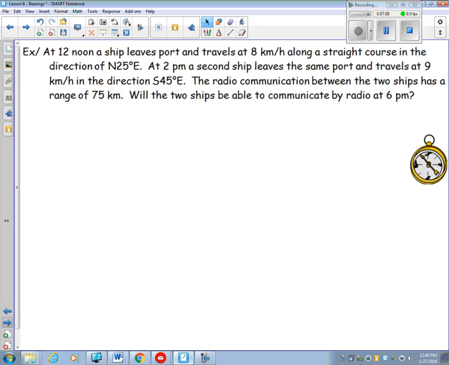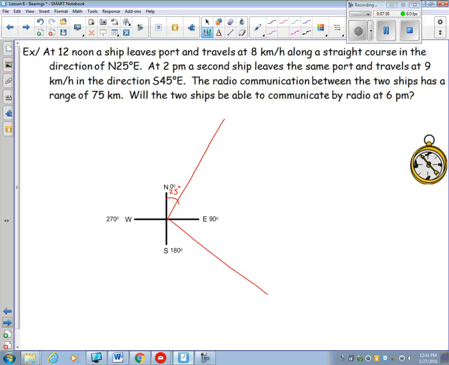Okay, so we've got a ship leaving a port, going along a straight line of north 25 east. So I start at north, and I want to go 25 towards the east. So my angle on there would be 25. And it's going at 8 kilometers an hour. A second ship leaves the same port and travels at 9 kilometers an hour south 45 east. So south and 45 to the east. And we were asked if the communication between the two ships has a range of 75, will they be able to communicate at 6 p.m.?